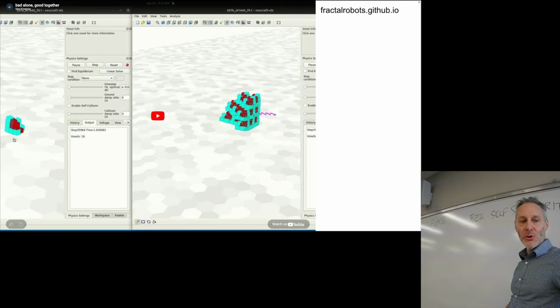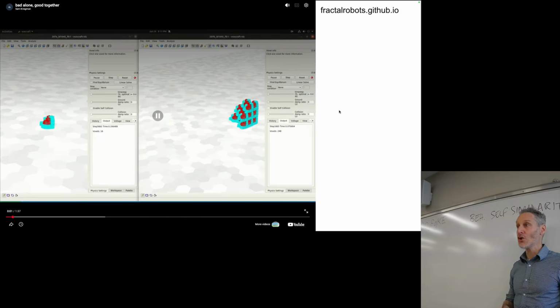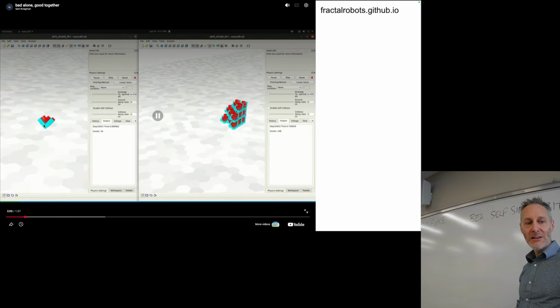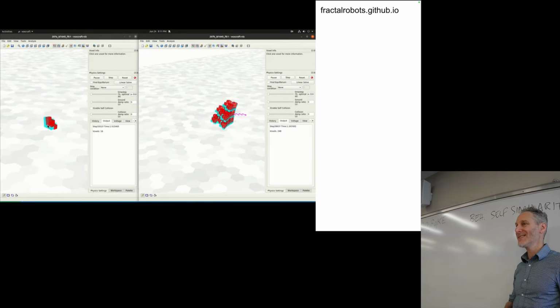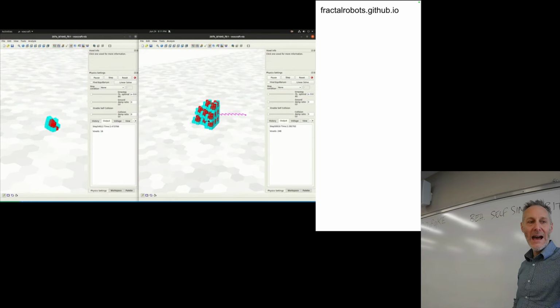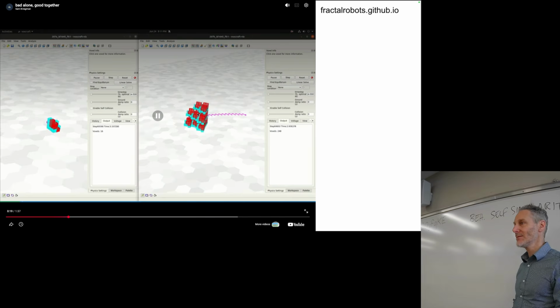In another evolutionary run, the evolutionary algorithm came up with this 3D geometry over here. This is the converse case. This is also a failure. In this case, the CPPN, the small robot, doesn't do what we want. It doesn't locomote, but the fractal robot does. So bad alone, good together.